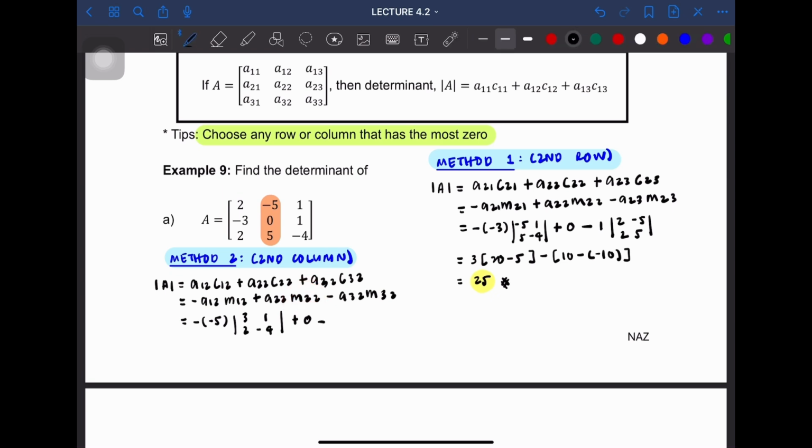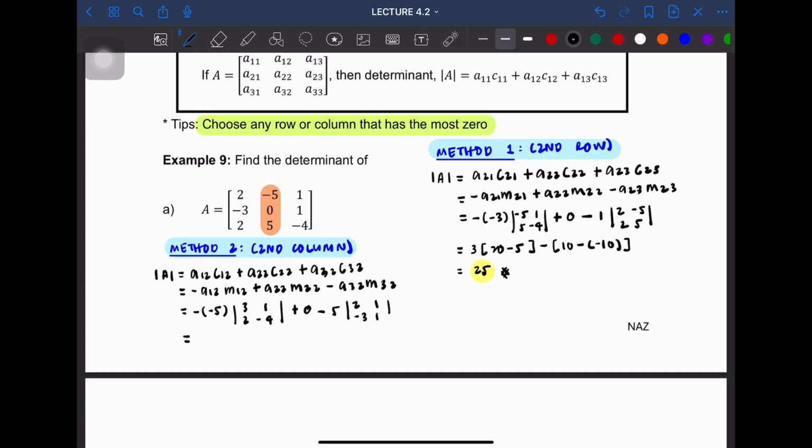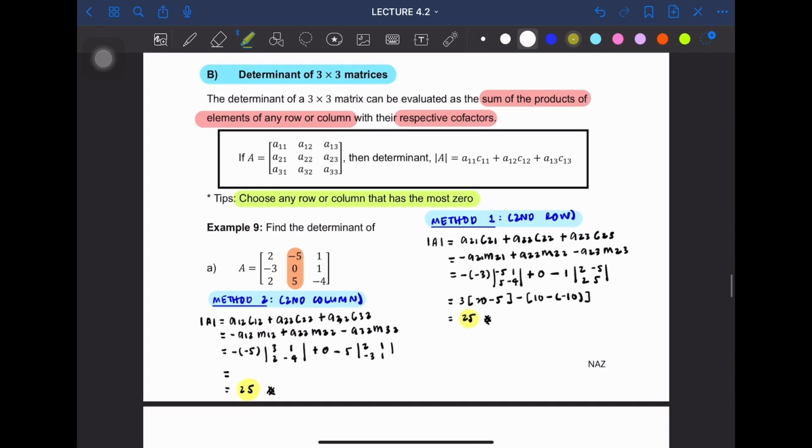And then the last one, negative. This is your A32, so 5. And then the determinant is when we delete the third row, second column. So 2, 1, negative 3, 1. Same steps as before, you just calculate using the formula AD minus BC and you will get the same answer, which is 25. So this is the formula for the determinant of a 3 by 3 matrix.